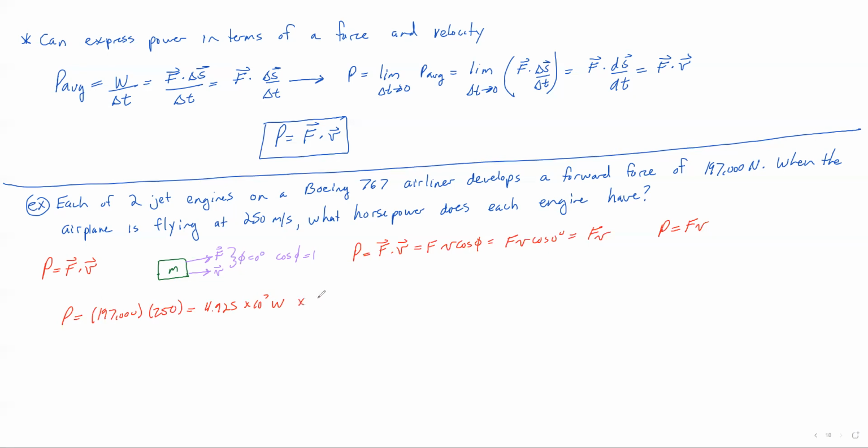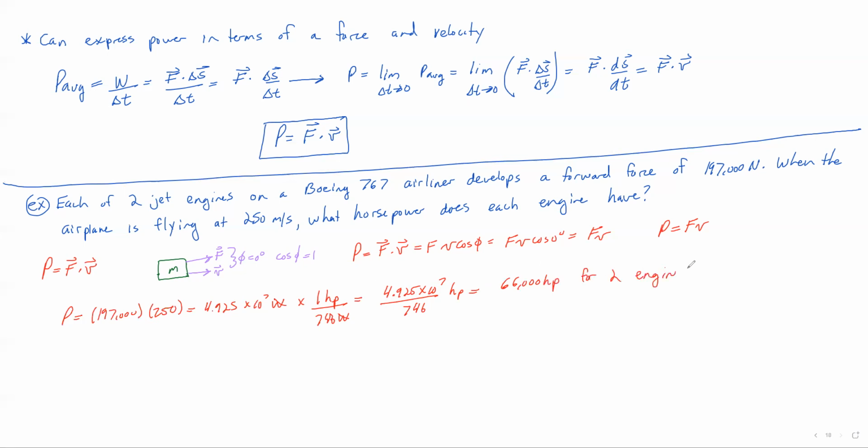So we know that that times 1 horsepower divided by 746 watts, right? My conversion factor, we know the watts goes away. So I'm going to get 4.925 times 10 to the 7th divided by 746. Now that'll all be in horsepower. So that gives me 660,000 horsepower for the 2 engines.